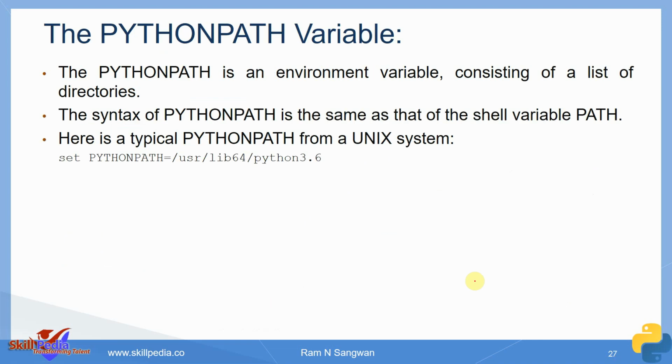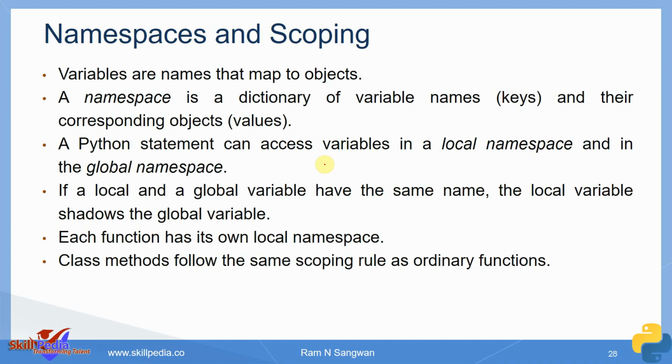The PYTHONPATH variable. PYTHONPATH is an environment variable consisting of a list of directories. The syntax of PYTHONPATH is the same as that of the shell variable PATH, which you use with echo $PATH, right? Similar. This is a typical PYTHONPATH from a Unix system, like set PYTHONPATH, /usr/lib64/python3.6, where you keep your modules.